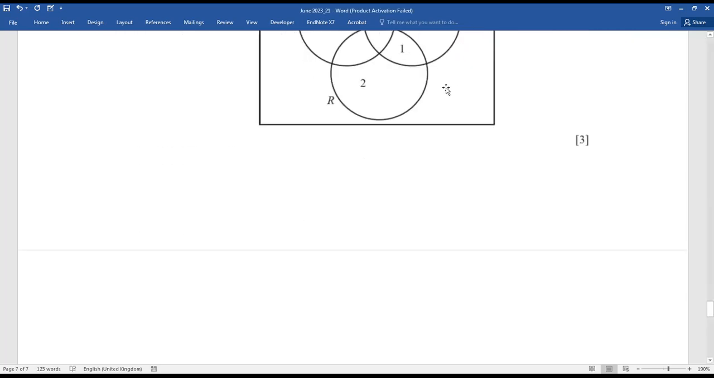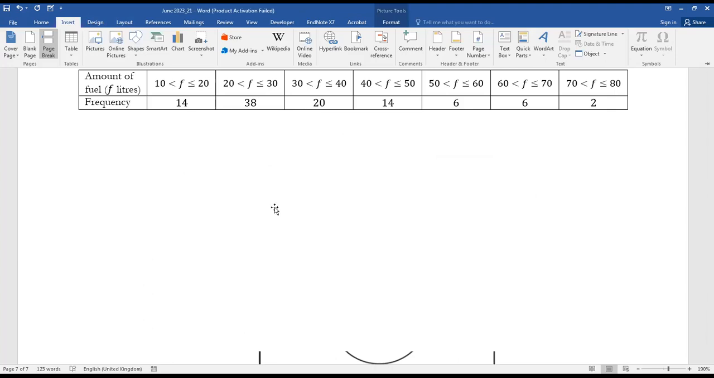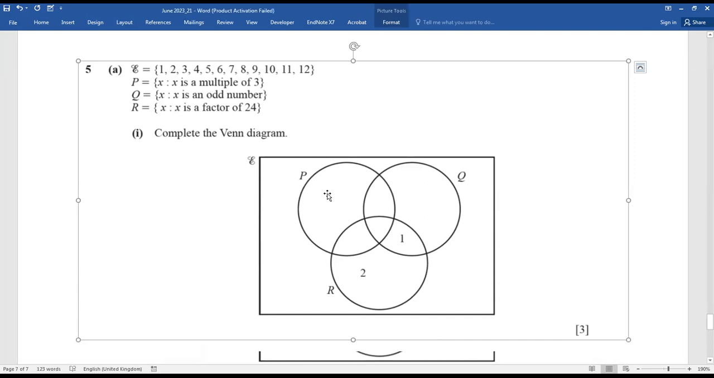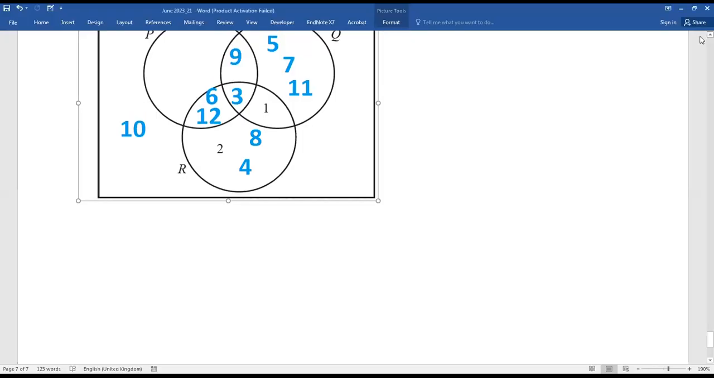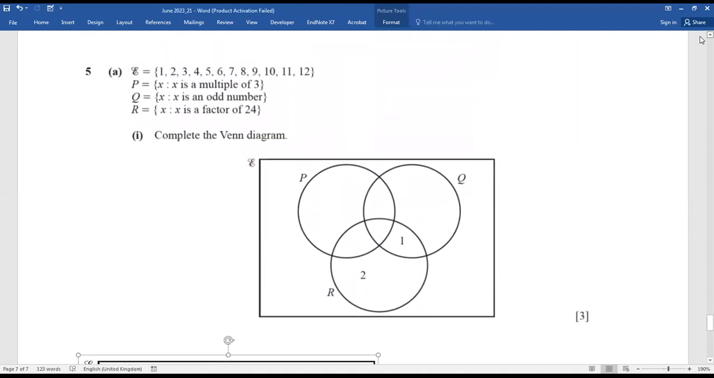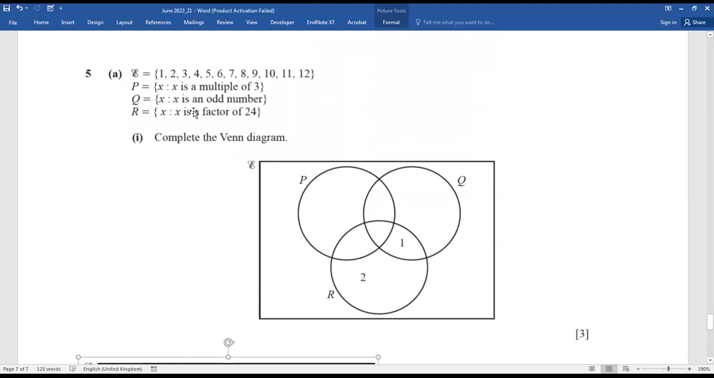So now the question says number 5, the universal set involves all integers from 1 to 12. P is X is a multiple of 3, Q says X is an odd number, and R says X is a factor of 24. In order to fill the Venn diagram, we start from the innermost part. Out of all these integers, which is a multiple of 3, an odd number, and a factor of 24? 3 itself is a multiple of 3, it is a factor of 24, and it is an odd number. So we'll fill that in the middle.